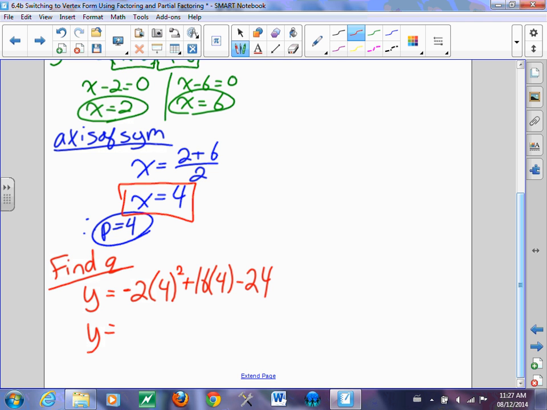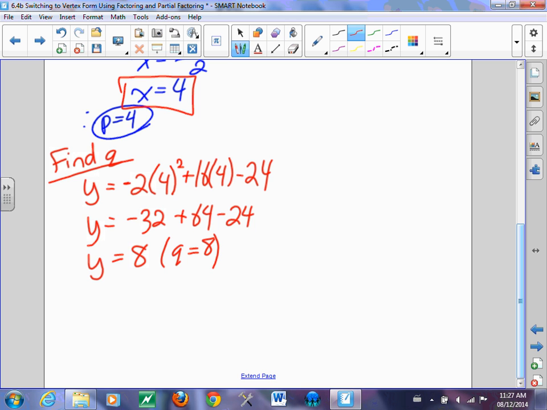4 squared is 16 times negative 2 is negative 32. Plus 4 times 16 is 64. Minus 24. And plug in your calculator or use your mental math. Y equals 8. So we find y equals 8. That is q equals 8.